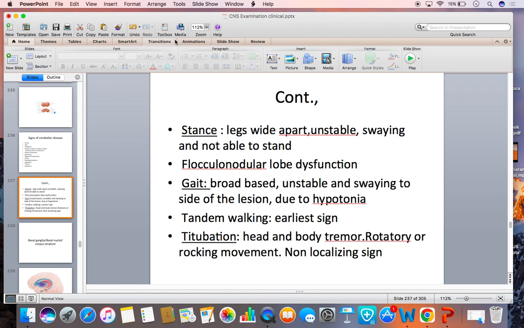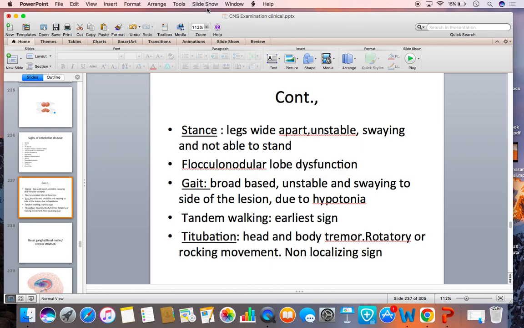Well, the flocculonodular lobe in turn innervates the reticular formation in the pons, which in turn sends its fibers down to the spinal cord as the reticulospinal tract. That is one pathway. The other pathway is the rubrospinal pathway.